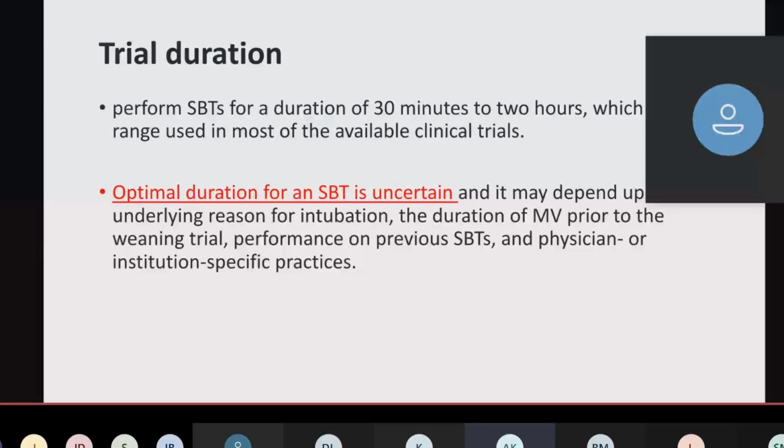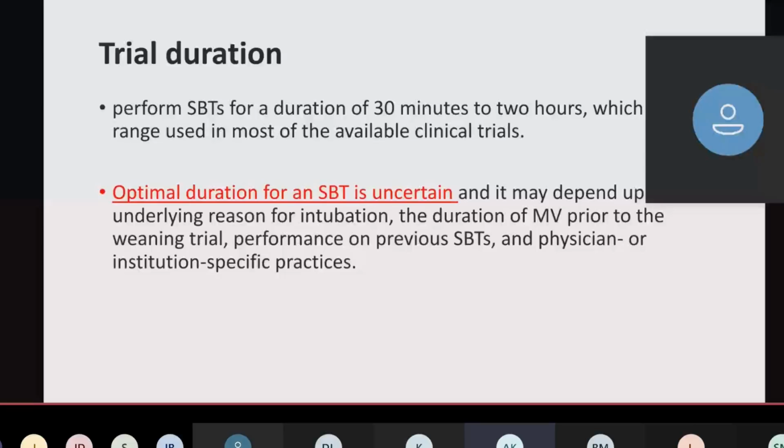As I told you earlier, in some selected patients, it has to be prolonged for a much longer time. It is up to our clinical judgment. So the optimal duration of SBT is uncertain. It depends upon the underlying reason for intubation, the duration of mechanical ventilation, and institutional and physician practices as well.